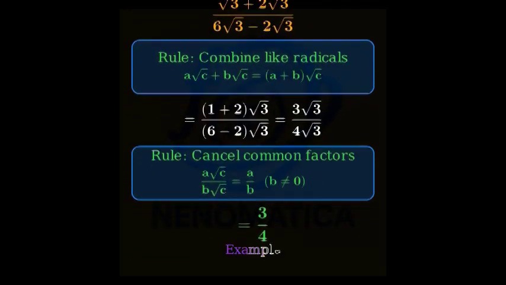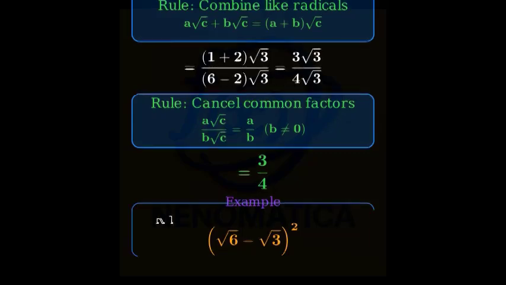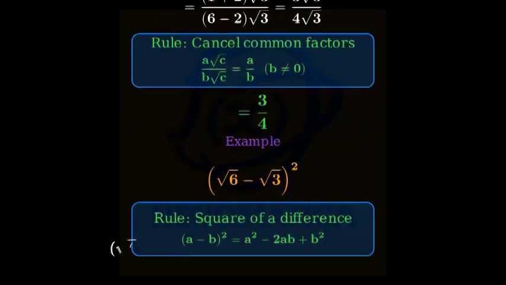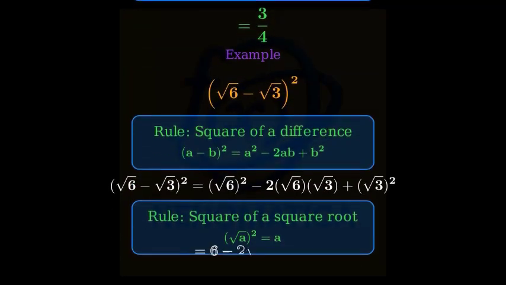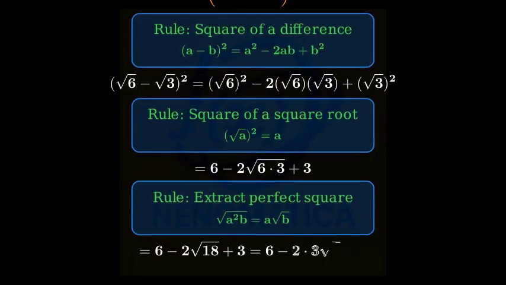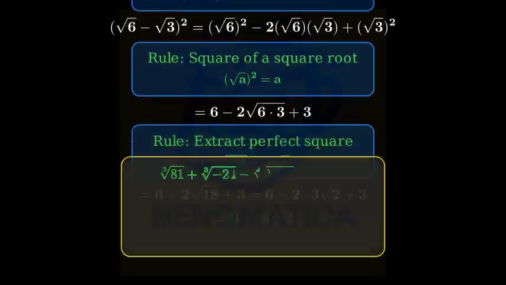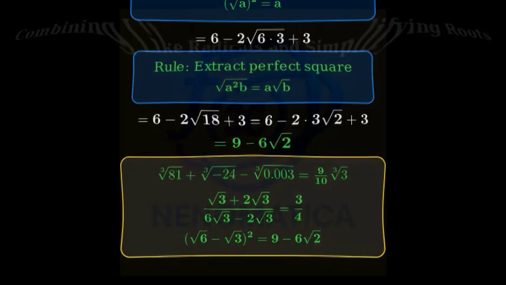Example 3. Expand the binomial with square roots. We'll use the square of a difference formula. Then simplify the squares of the square roots. Next, we simplify the middle radical term. Finally, combine constants to finish. To summarize, our answers are 9/10 times the cube root of 3, 3/4, and 9 minus 6 times root 2. These steps showcased factoring perfect cubes.